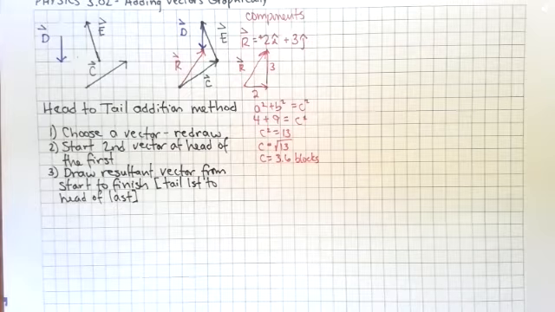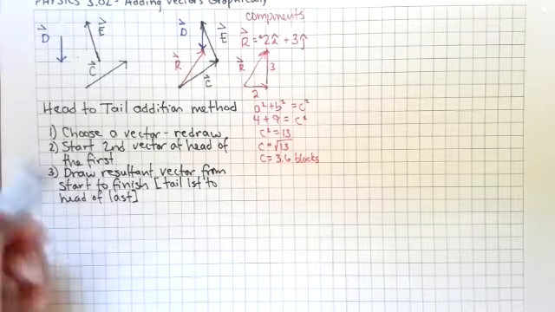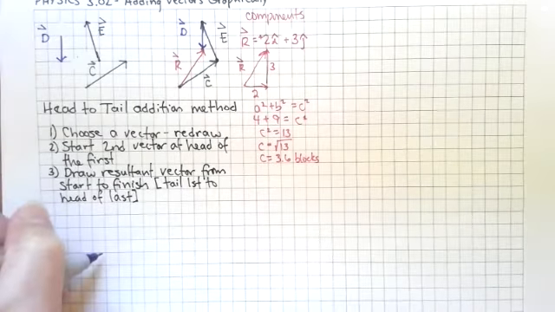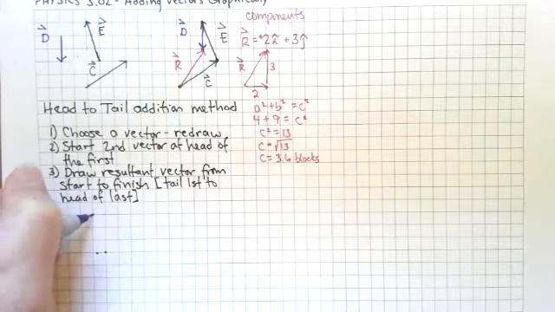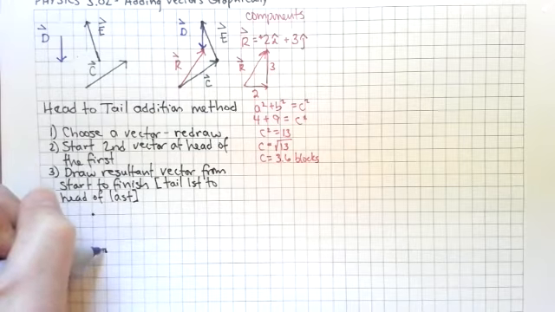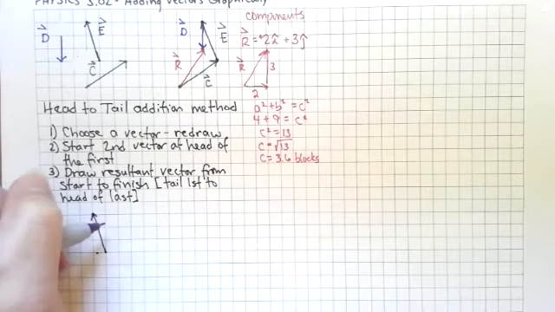So this time, let's start off with E. So I'm going to redraw E. I'm going to come down here. And E is 1 block wide and 3 blocks tall. So here's E.